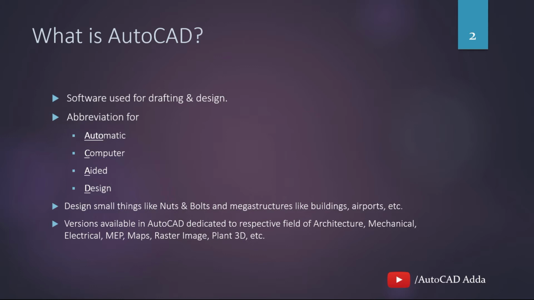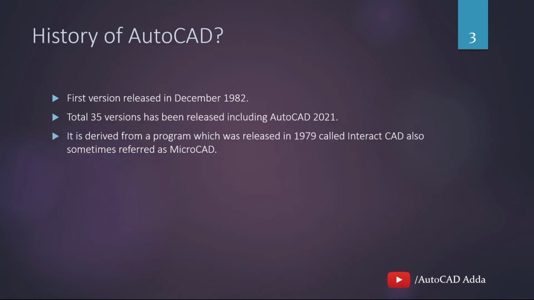Now, let us have a small look at the history of AutoCAD. The first version was released in December 1982. Since then, it has been used by various professionals for getting accuracy in their designs. A total of 35 versions have been released to date, including AutoCAD 2021. AutoCAD has been derived from a program which was released in the year 1979 called Interact CAD. Sometimes it is also referred to as MicroCAD.